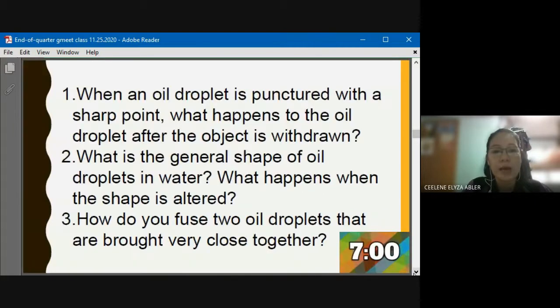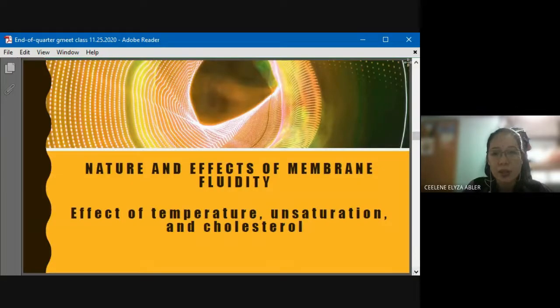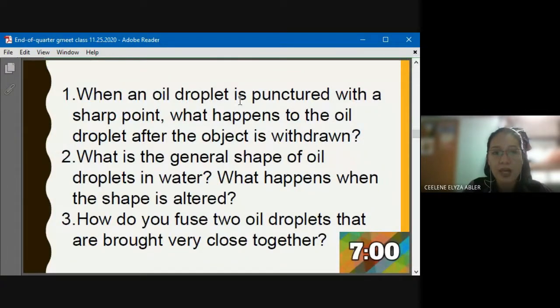Right, so based on your observation, you will have to determine paano siya kapag pinuncture mo siya ng sharp point, what happens to the oil as the sharp object is withdrawn.